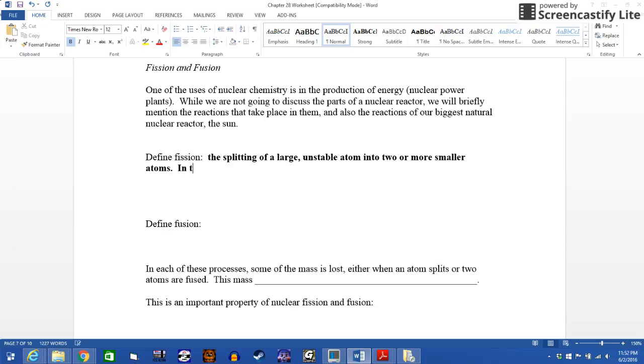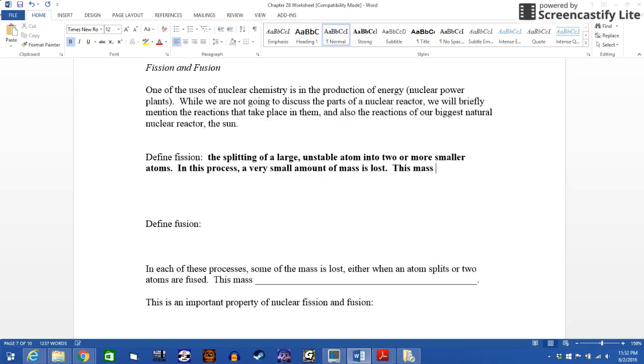In this process, a very small amount of mass is lost. If you did the arithmetic on the nuclear reaction, you won't see it. I'm talking like 0.1, 0.05, something like that. Very small amount of mass is lost in this process.